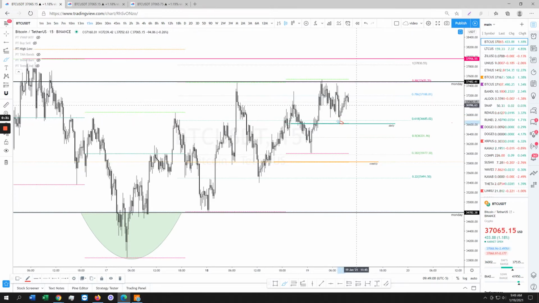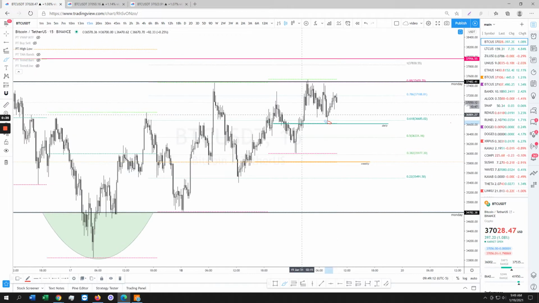It's half size. The only reason why I even opened it up is because I wanted to have some skin in the game. Otherwise, I'm still sitting in my shorts from 42,000, and I am about to get pretty much stopped out, if I'm not mistaken. Pretty much gonna go down.